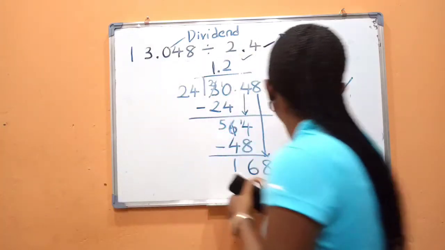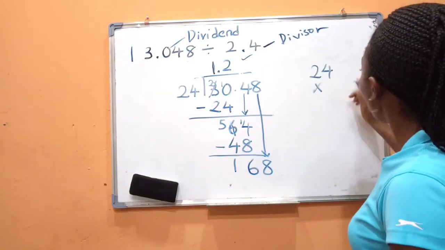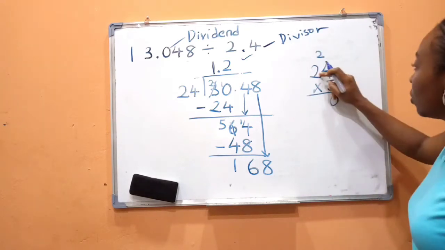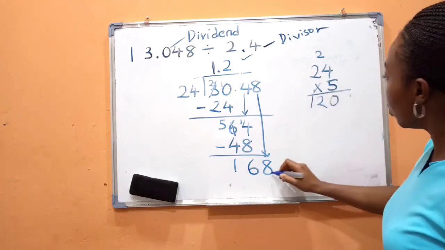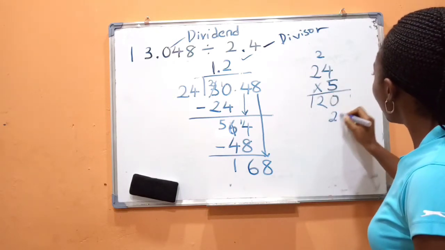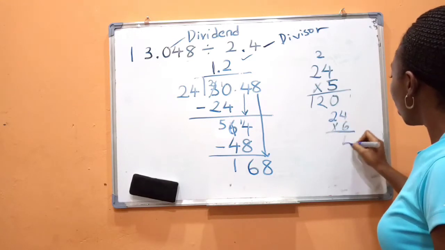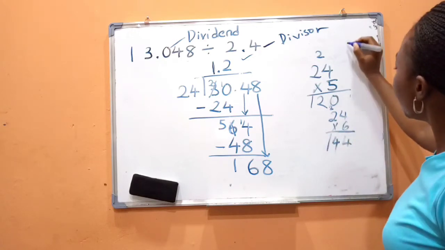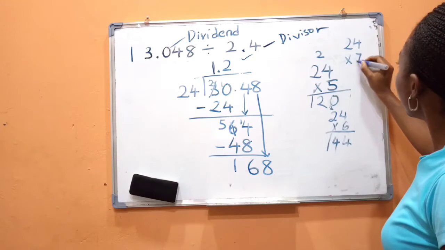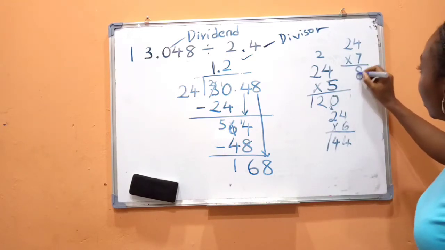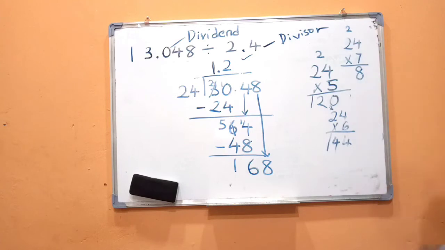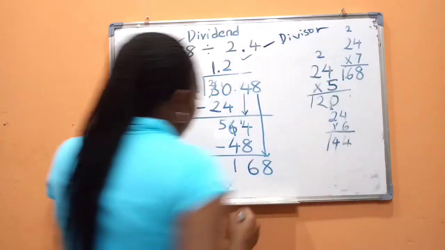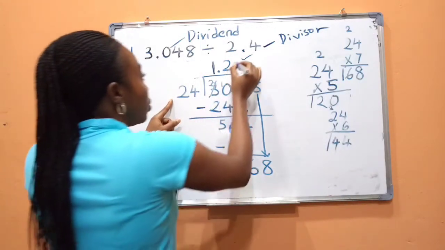Let's check out the possible multiples. So we have 24 times 5. This gives us 20. 5 times 2 gives us 10. 120. We are not close to it. So let's try 24 times 6. This gives us 24. And then 6 times 2, 12. 144. How about 24 times 7? Yeah. So 7 times 4 gives us 28. We write 8 and carry 2. 7 times 2 gives us 14. Plus 2 gives us 16. So we have 168 divided by 24 gives us 7.